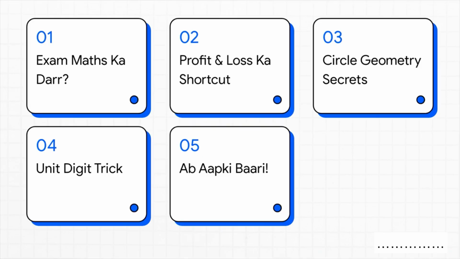All right, so here's the plan for today. We're going to look at 3 different types of problems. First up, a classic profit and loss question, and I've got a fantastic shortcut for you. Then we'll dive into a tricky circle geometry problem. And finally, I'll show you a neat trick to solve a unit digit problem in literally seconds. So stick around, this is going to be good.